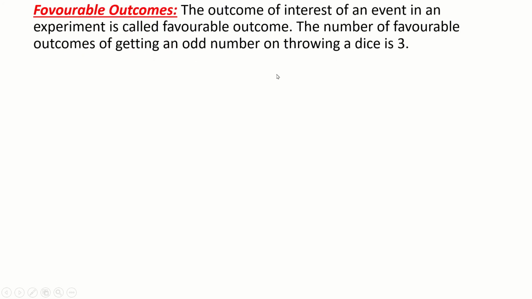Favorable outcomes. The outcome of interest of an event in an experiment is called a favorable outcome. The number of favorable outcomes of getting an odd number on throwing a dice is 3.